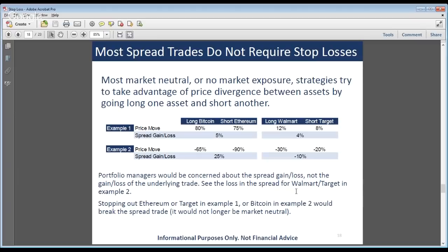So what do portfolio managers actually care about when they're trying to do things like this? You can see example 2, the bottom part, where long Walmart is down 30, short Target is down 20. So you're actually down 10% on your spread. A portfolio manager would care much more about, and even a trader that's thinking about this should care a lot more about, the performance of the trade as a whole, the down 10. If that spread moves against you to such a degree, that might trigger a stop loss, but not the individual asset. Hopefully that makes sense to you guys.